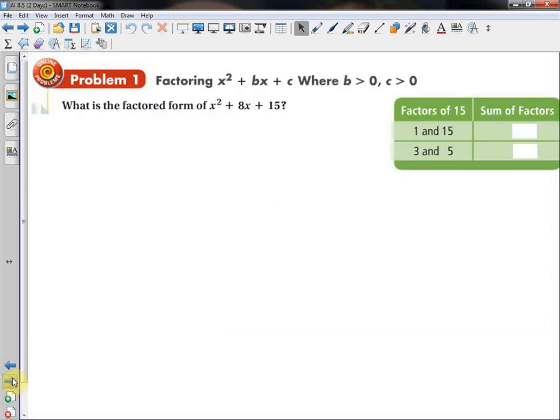Okay, when we're factoring, we're going to be factoring the special case. And what I mean by a special case is the first term is just that x squared. It's not 2x squared or 3x squared or negative 9x squared. It's just x squared. So what we want to do is come up with a set of numbers to factor this out.